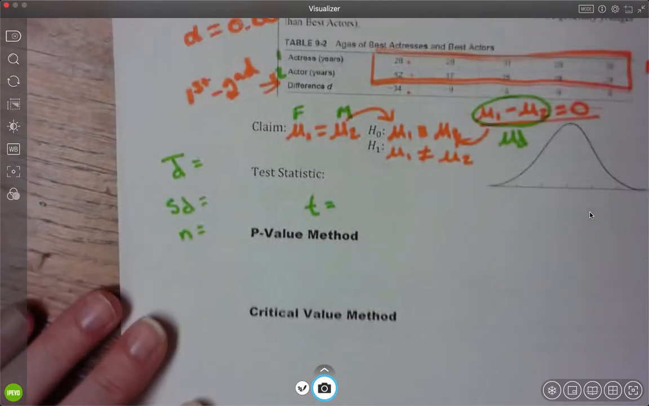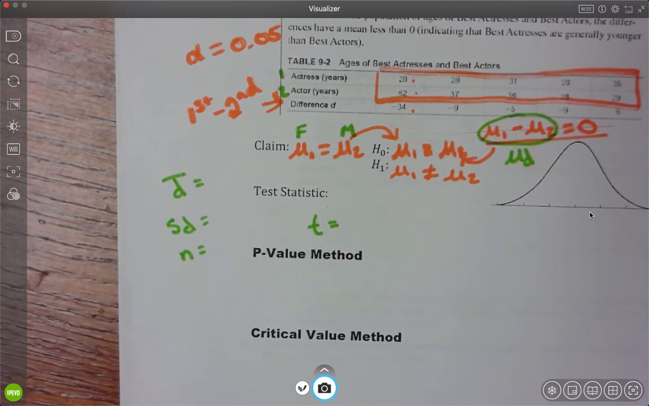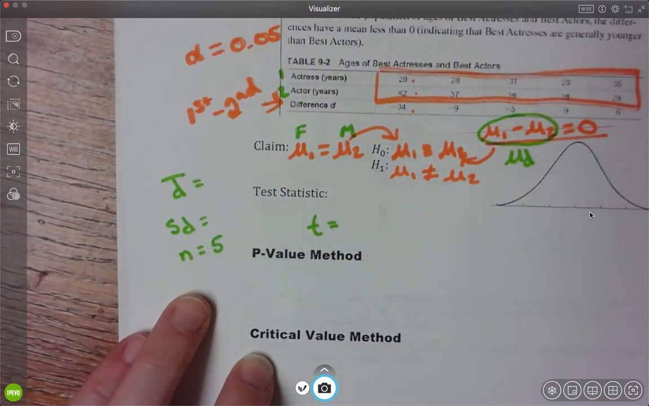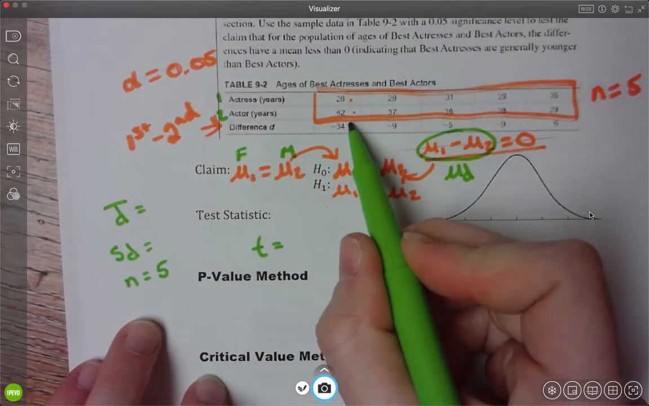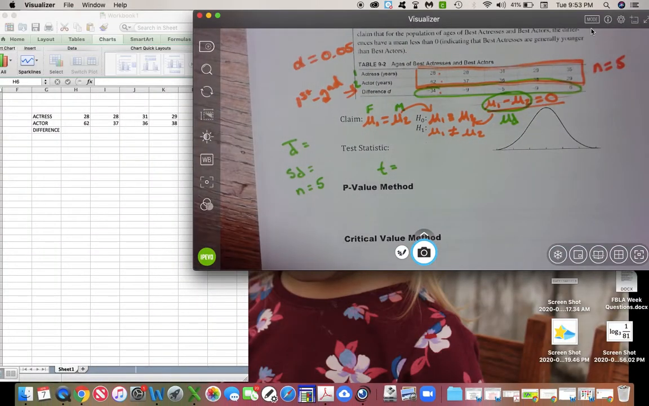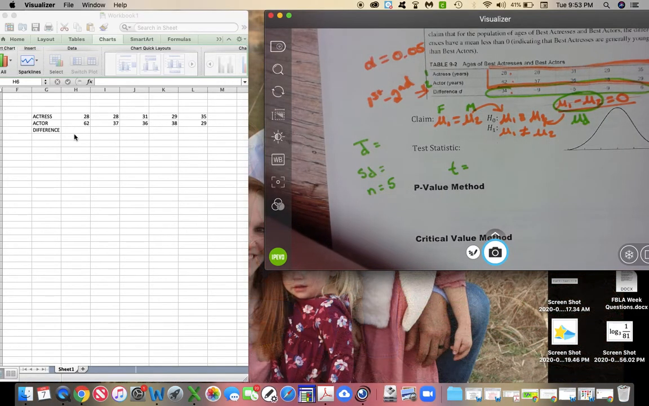So it's way easier than the first part, or section 9.2, when you don't have matched pairs. I like this section a lot better. We already said our n was 5 because we have 5 pairs, okay? Then I just need to find the average of these guys and the standard deviation. So what I went ahead and did is I put this on a spreadsheet here, okay? And suppose you don't want to have to subtract each one of those every time, okay?